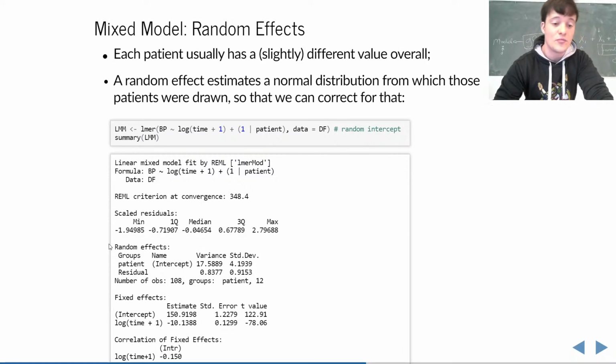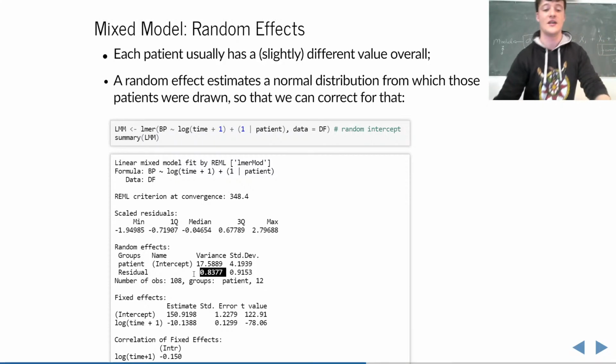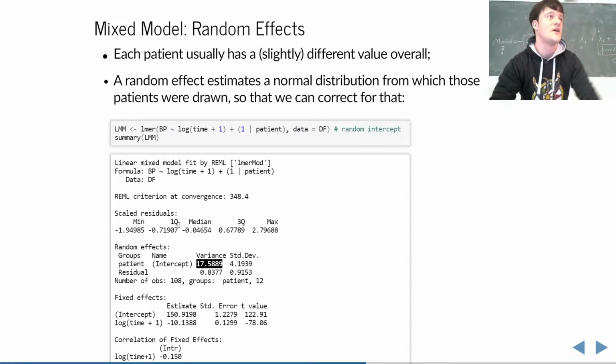Now the different part for a mixed model, the random effect. The random effect is this. This is the important number, this 17.5 something. So we have the residual variance. You also have that in any other model, right? That just means the extent to which observations differ from the linear model you estimated. But this one has something else. It has a variance for patients.